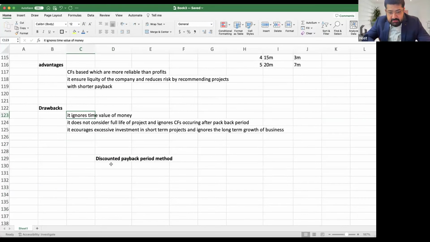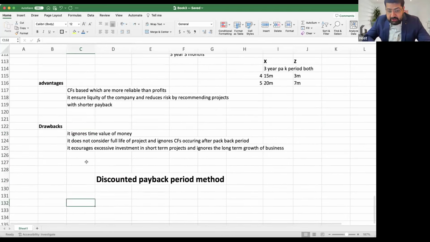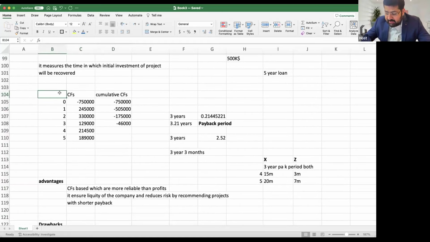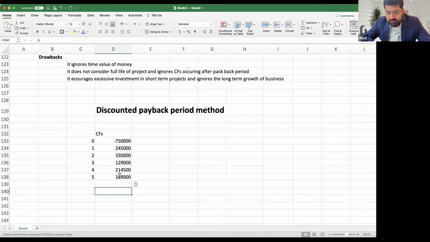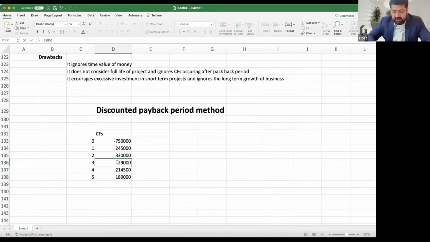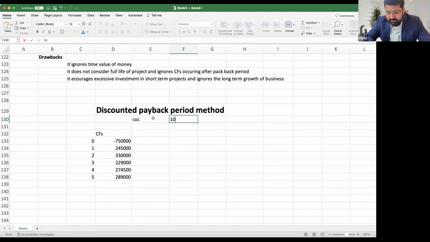The first one, this one. So how is discounted payback calculated? I will take all these cash flows. The same question I will take. These are the cash flows of the project. Cost of capital is 10%, for example. Cost of capital or discount rate is 10%.